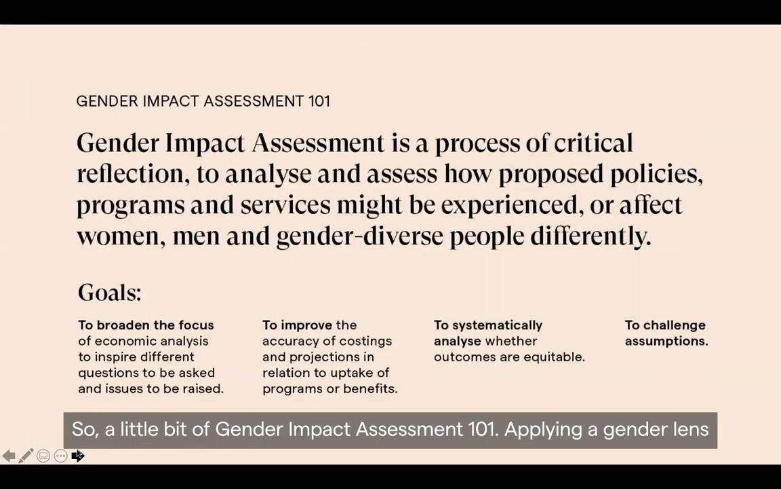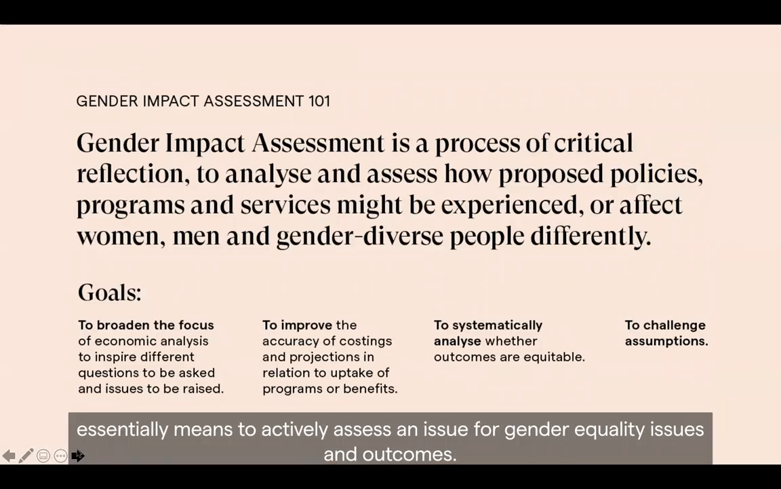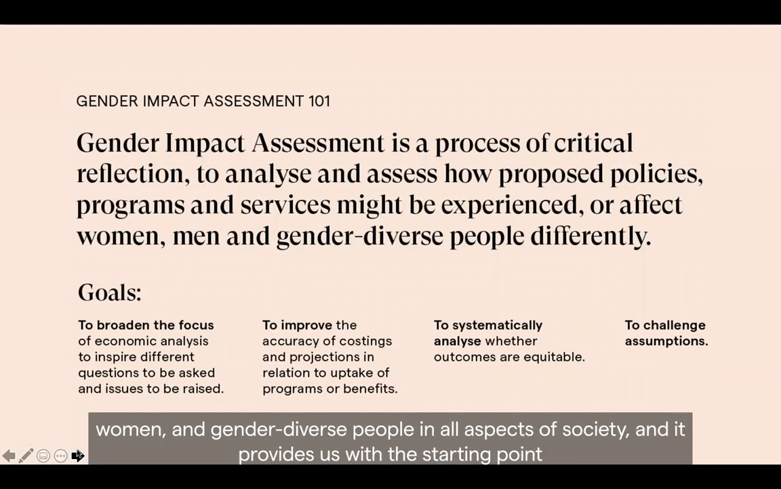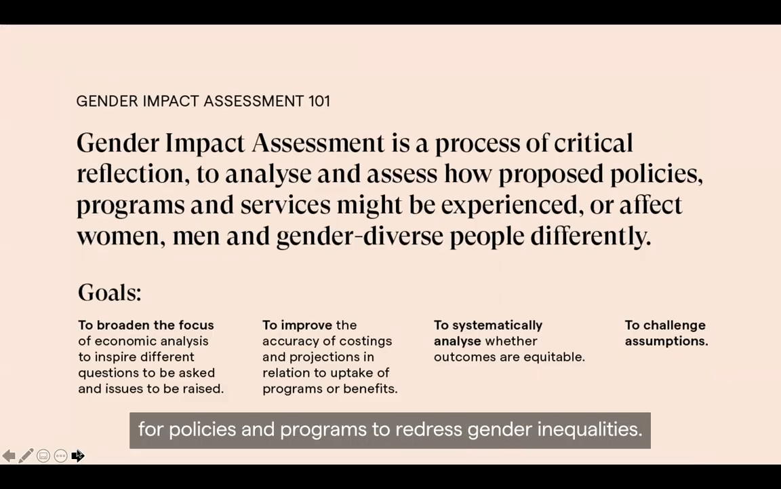So, a little bit of Gender Impact Assessment 101. Applying a gender lens essentially means to actively assess an issue for gender equality issues and outcomes. So, applying a gender lens to policies requires policymakers to examine those key disparities and gaps between men, women, and gender diverse people in all aspects of society. And it provides us with the starting point for policies and programs to redress gender inequalities.